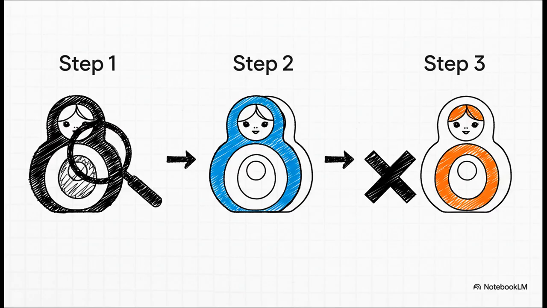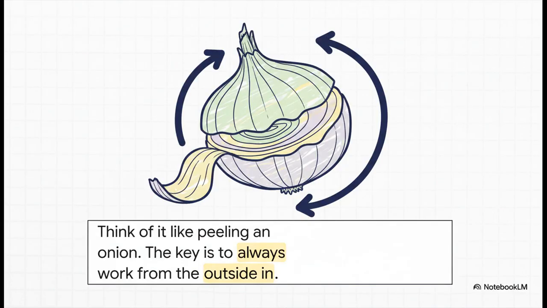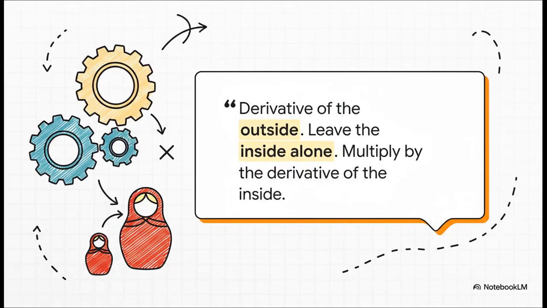Finally, step 3. Multiply that whole result by the derivative of the next layer in. I like to think of it as peeling an onion. You start with the very outer skin, deal with that, then move to the next layer in, and so on, until you reach the very center. You always work from the outside in. Look, if you remember nothing else from all of this, remember this one sentence. This little mantra perfectly captures the entire process. It is the absolute heart and soul of the chain rule.